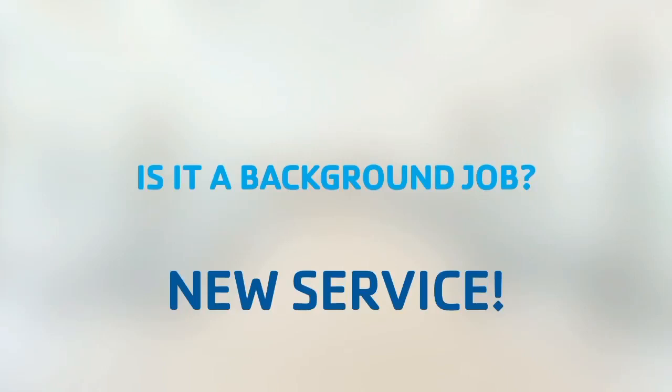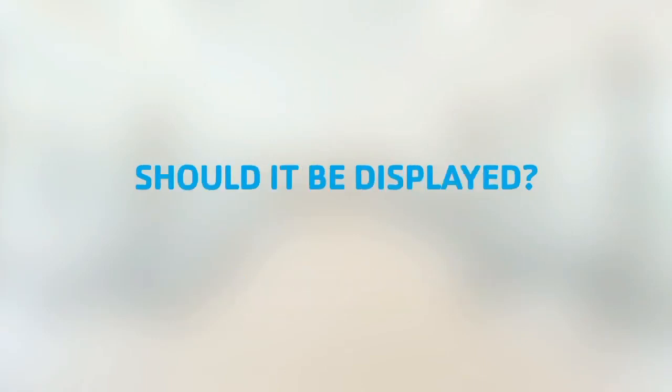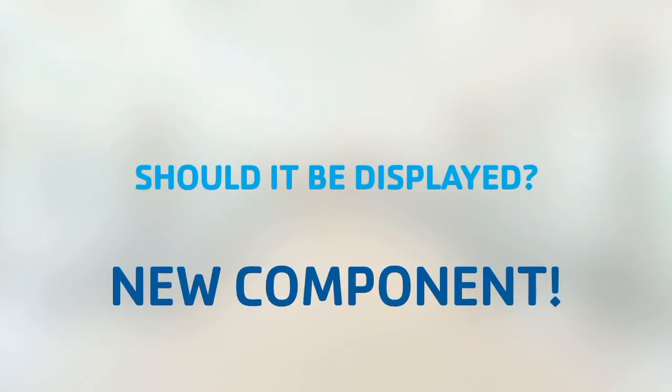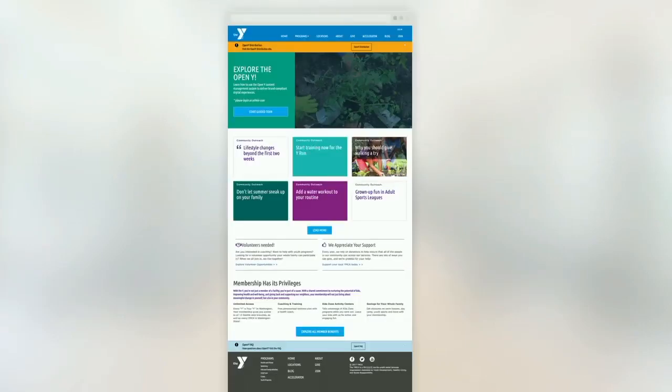So we just ask a question. Is it a background job that should do something in the background? If the answer is yes, we just create a new service. That could be a Drupal 8 service, that could be a drush command, that could be a cron job, but we just create something that will be triggered at some point by some system. So next question, should it be displayed to the customers? In case it should be displayed to the customers, we create a new component and place it on the page. So here is our great example with the landing page again.